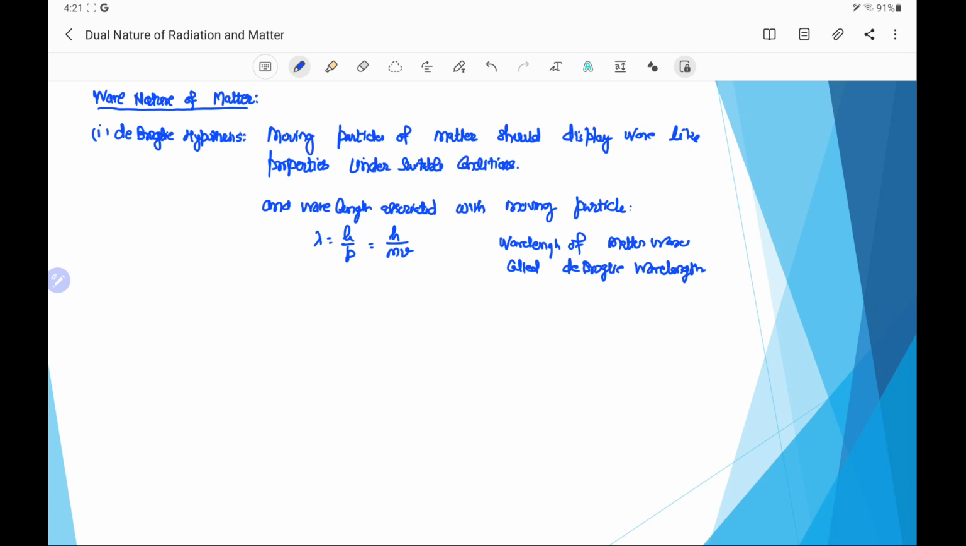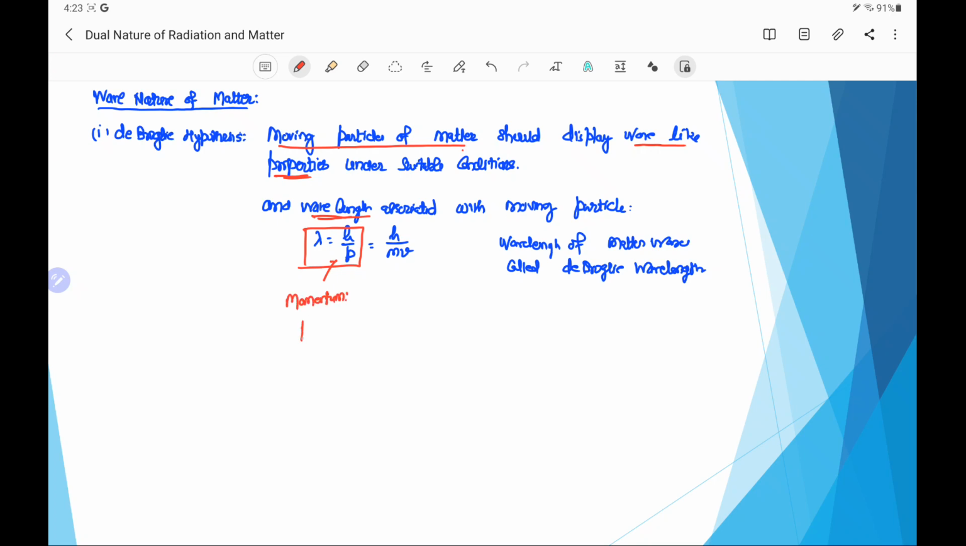So if radiation shows dual aspects, should matter too? On the basis of this, de Broglie proposed a bold hypothesis: a moving particle of matter should display wave-like properties under suitable conditions. On the basis of this hypothesis, he also proposed that the wavelength associated with the moving particle is lambda equal to h by p, where h is Planck's constant and p is the momentum of the particle.